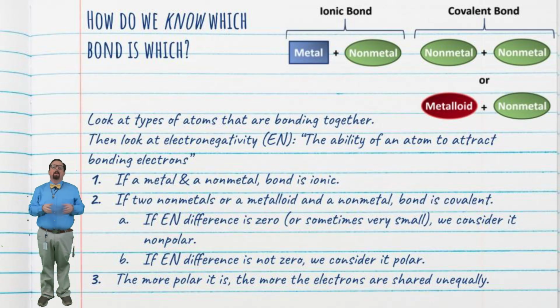Here's a quick summary of how we determine what type of bond we're looking at. Automatically, if it's a metal paired with a nonmetal, we assume it's an ionic bond. If it's 2 nonmetals, we assume it's a type of covalent bond.